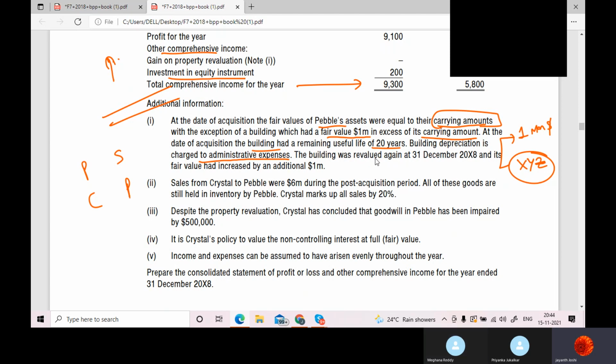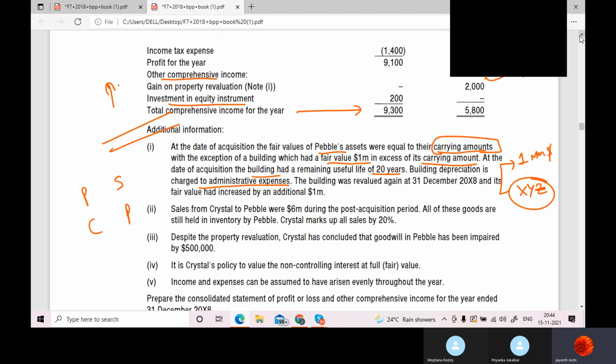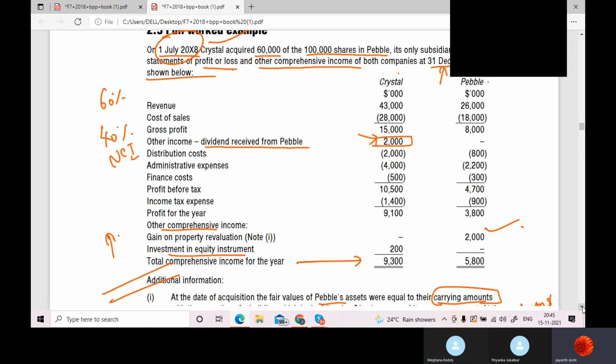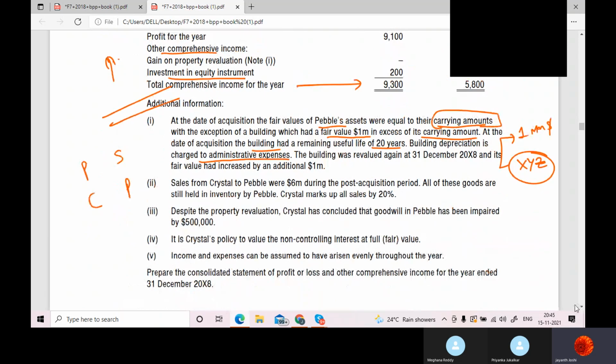The building was revalued. So first you should see which year you have to prepare the statement for. The statement is given: July 1st, the parent has acquired the subsidiary. So the acquisition is in the middle of the year, correct? July 1st, and the statement is for the year ending 31st December. So they revalued the building at the end of the year, and what they got is that its fair value has increased by an additional $1 million. That is the case.